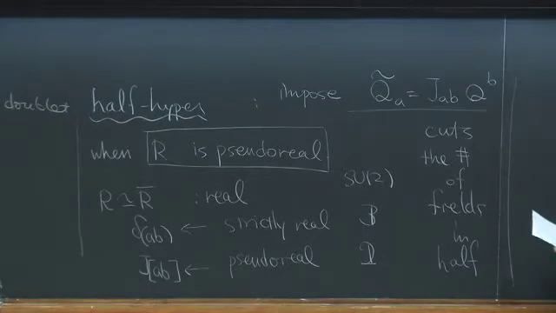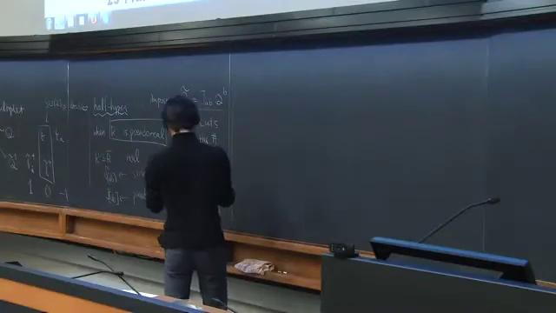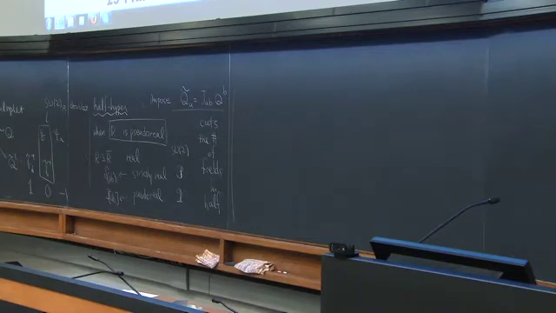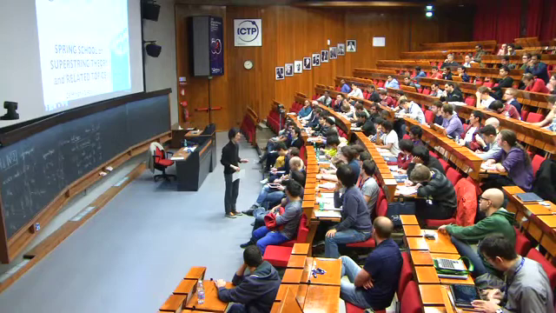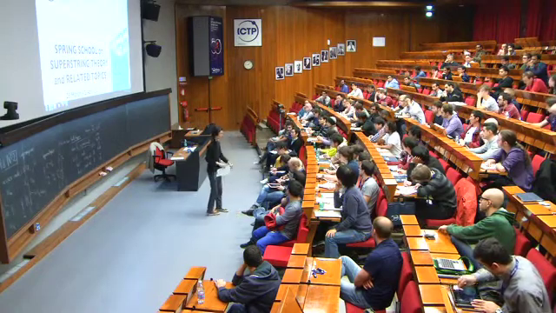Let's now discuss the Lagrangian. So again, I'm going to use N=1 superfield notation. Pardon? You cannot have strictly real half hypers. A half hyper is only possible for pseudo-real representations.